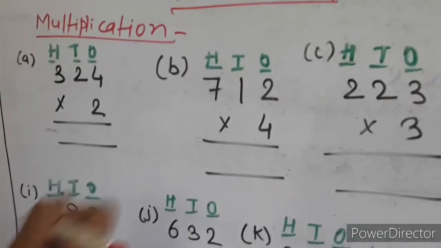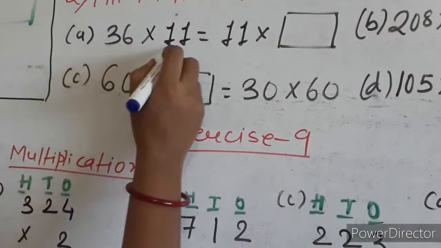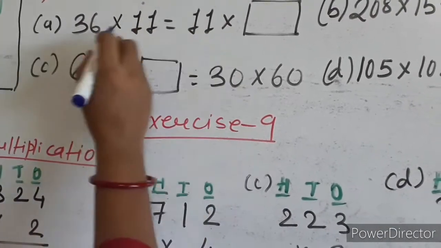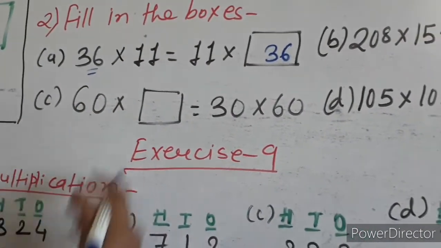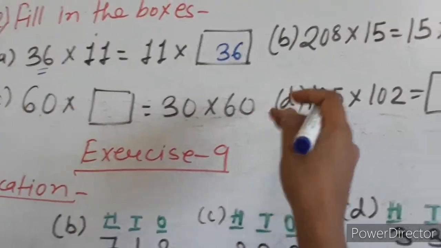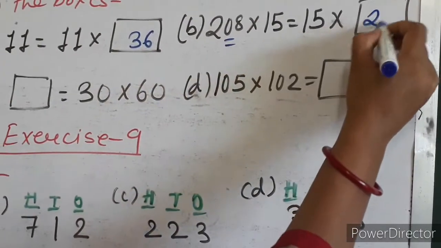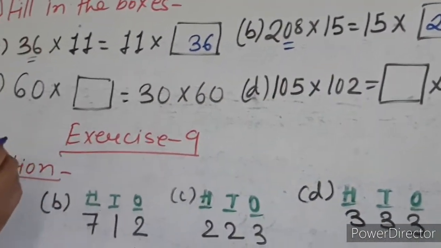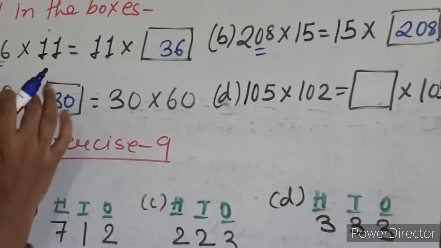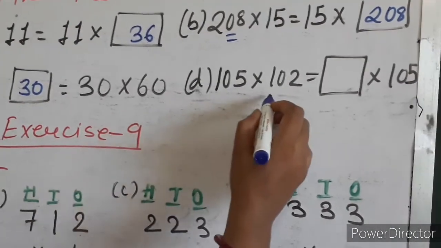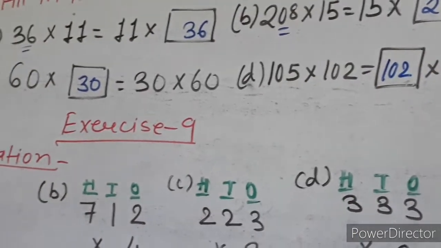Then number 2, fill in the boxes. A. 36 into 11 equal to 11 into dash, so we write this number here. What is on the left side, the same we have to write on the right side. 208 into 15 equal to 15 into 208. Then 60 into dash equal to 30 into 60, and this 30 will be right here. Then D. 105 into 102 equal to dash into 105. So we have to write here 102.